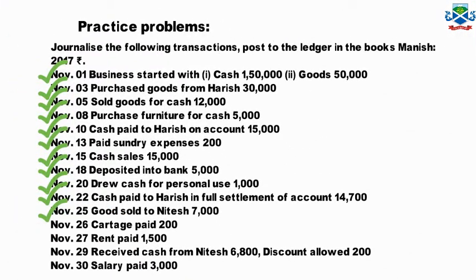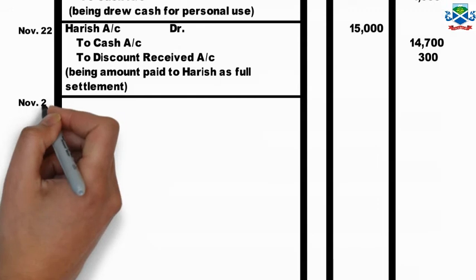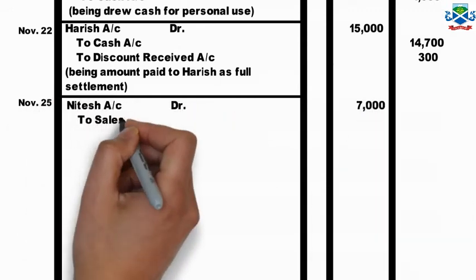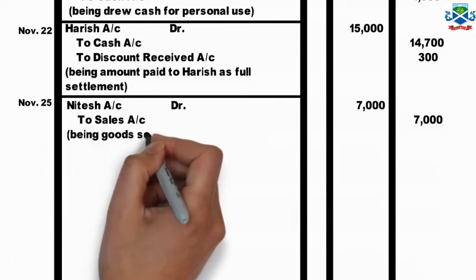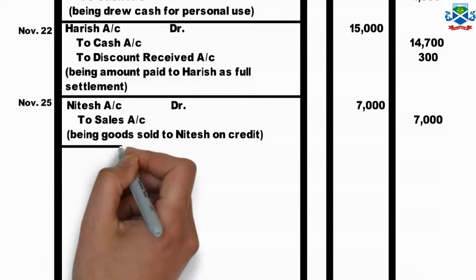Next one is goods sold to Nitesh. So Nitesh is the receiver, Nitesh account debit to sales account, being goods sold to Nitesh on credit 7,000.